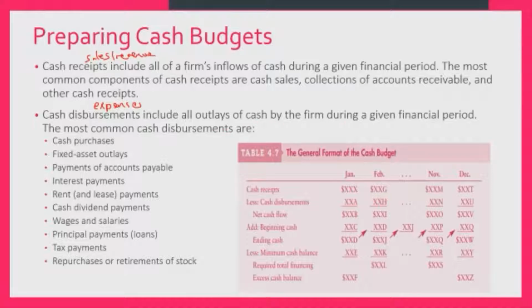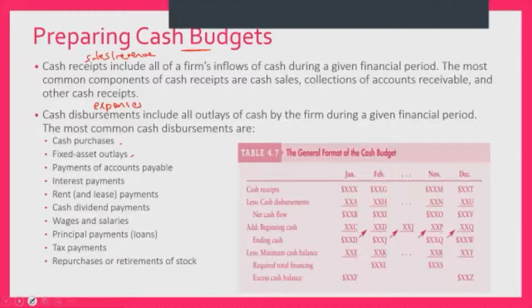Cash disbursements are all the outlays of cash by the firm during a given financial period. So we know depreciation is not a cash expense, so this would not be in our cash disbursements. We're not planning for depreciation, right? We're dealing with cash. We want to know exactly if you would have enough cash or if you would have a shortage. Some of these disbursements are cash purchases, fixed cash outlays, payments of accounts payable, interest payments on loans, rent, cash dividends paid, wages and salaries, principal payments on loans, tax payments, and repurchases or retirement of stocks. Right, so this is cash outgoing.